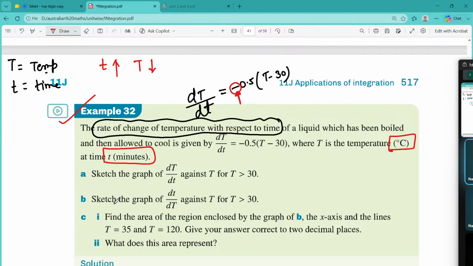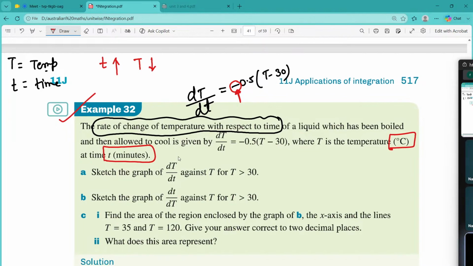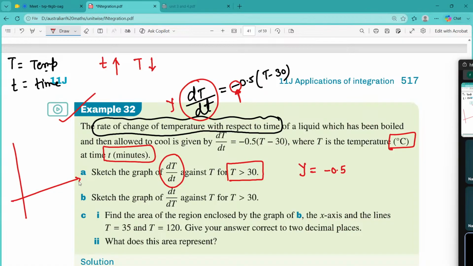Now they are saying to sketch the graph for dT upon dt for T greater than 30. So how can we plot this? Suppose this is your y function. We have to plot y equals minus 0.5 times, wait. How can we plot this? See, this is the time axis, and this is the temperature axis.